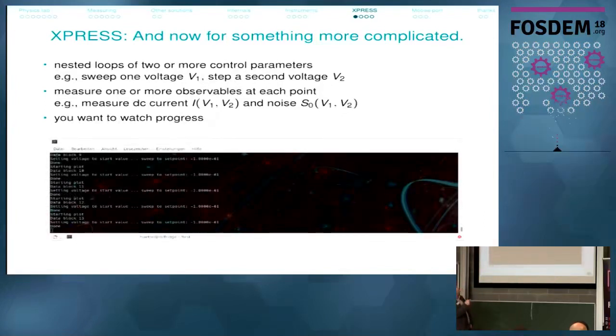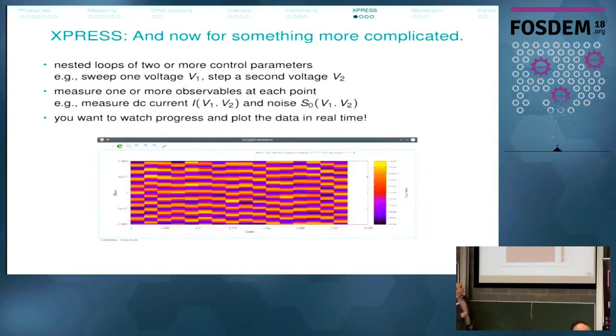So we have nested loops of 2 or more control parameters. In this case, the 2 voltages, 1 voltage, a second voltage. And at each point that corresponds to 2 of these values, we want to measure 1 or more parameters. For example, the current or the noise spectral density or something like that. And we want to watch the progress of the whole thing, so we get some output that you can't see here. And we want to plot the data in real time in a window like this here. How do we do that?